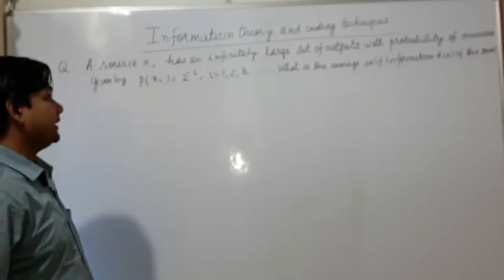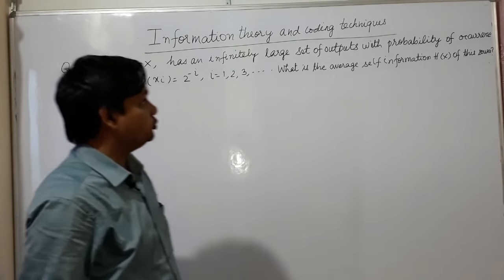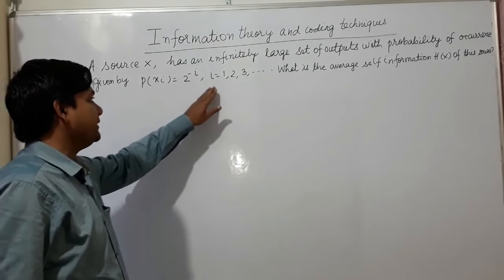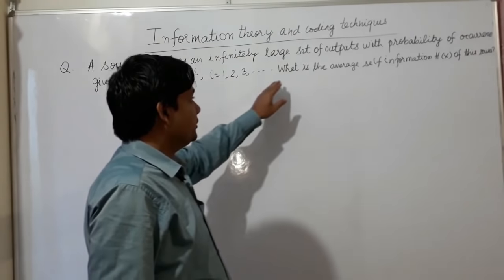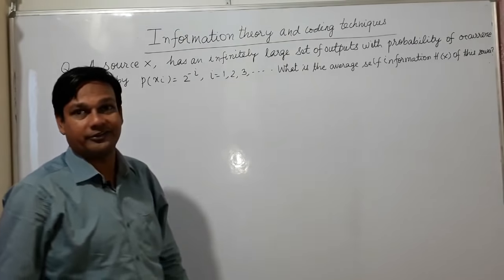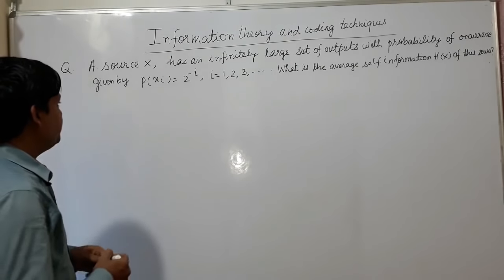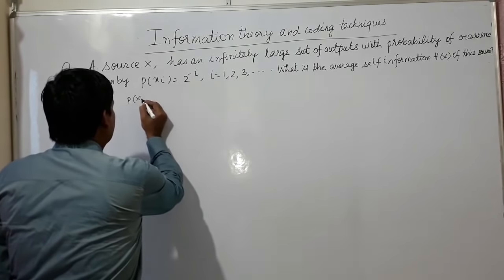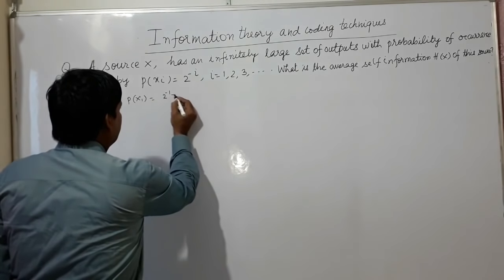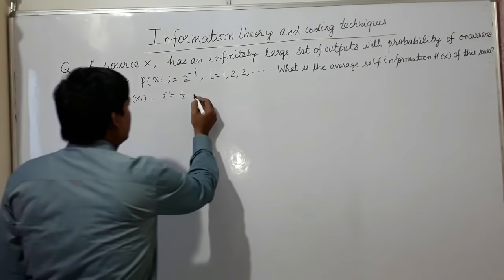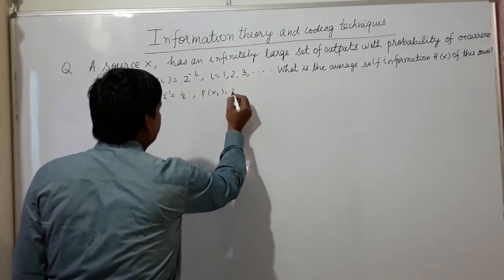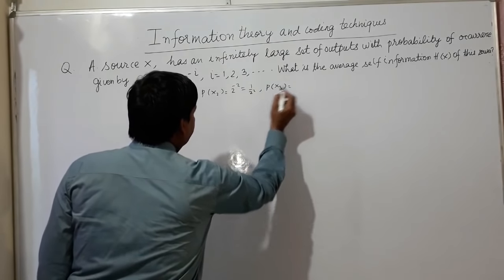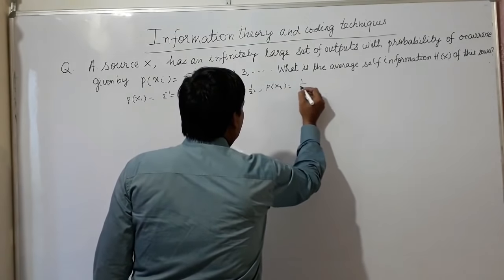A source X has an infinitely large set of outputs with probability of occurrence given by P of xi equal to 2 to the power minus i, i running from 1 to infinity. What is the average self-information H(X) of this source? So, if I check here, probability of x1 will come out to be 2 to the power minus 1, which is 1 by 2. Probability of x2 will come out to be 2 to the power minus 2, which is 1 by 2 square. Probability of x3 will be 1 upon 2 cube, in this way.